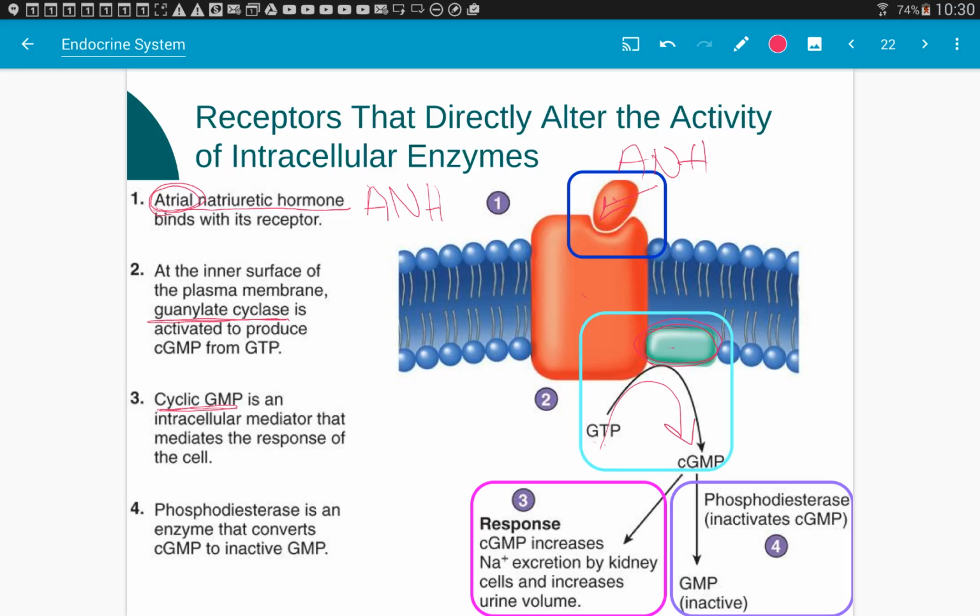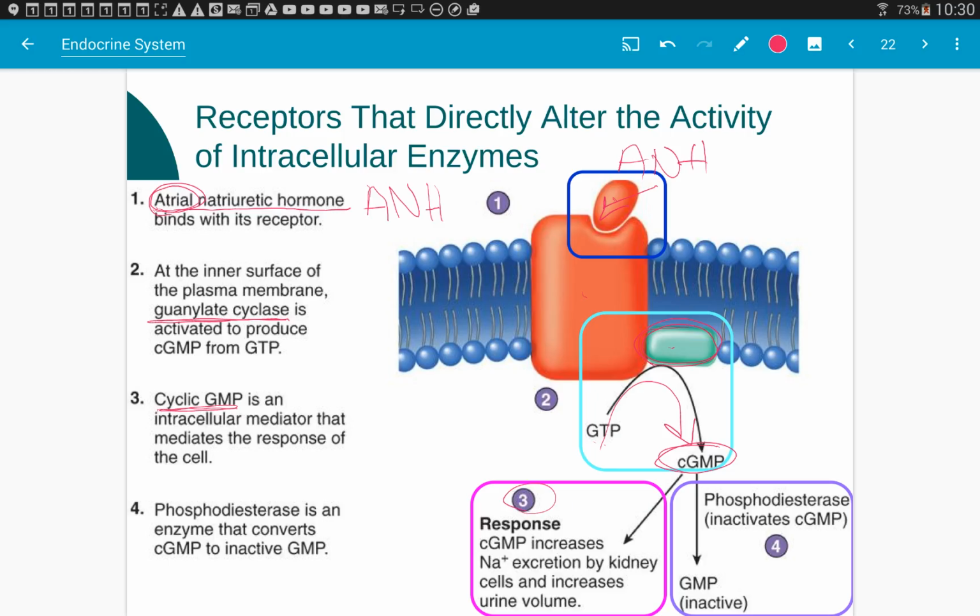If you look over here, it is a mediator that mediates. Okay, if you're trying to define a term, you never use the term when you're trying to define the term. I'm just saying. So when it says it's an intracellular mediator that mediates the response of the cell, they could have worded that differently, I think. So basically, this cyclic GMP kind of controls what is going on as a response to this hormone inside the cell.